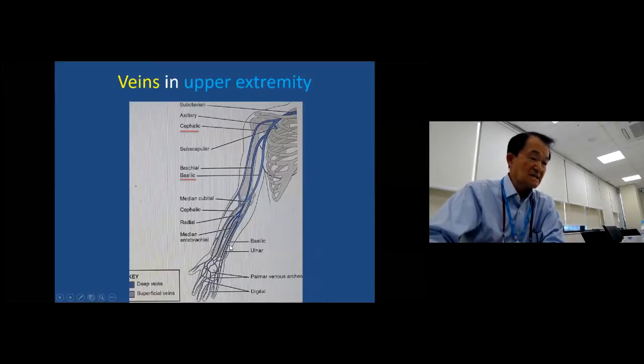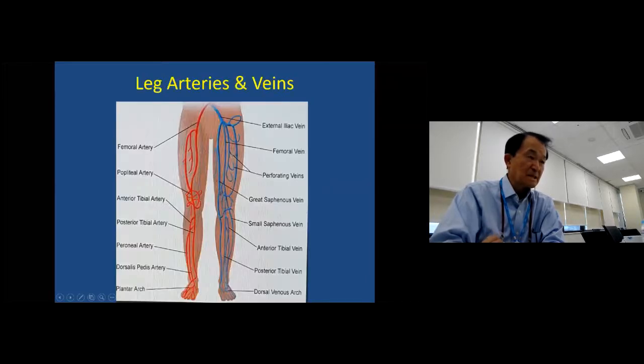Here, this anatomy. When you inject here, it's the cephalic, basilic, some brachial veins, and the basilic runs into the subclavian. And in the lower leg, there's a superficial great saphenous vein, and the deep veins: the deep femoral vein, and the deep vein here has an anterior, posterior tibial, and peroneal.